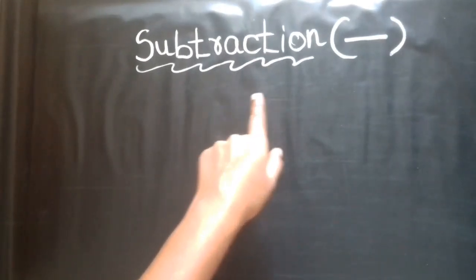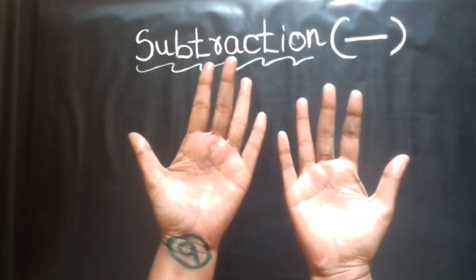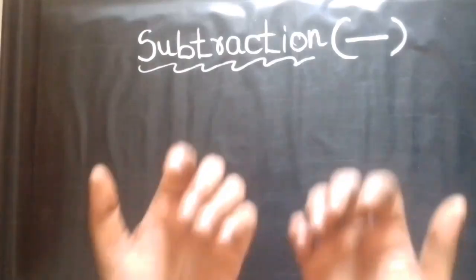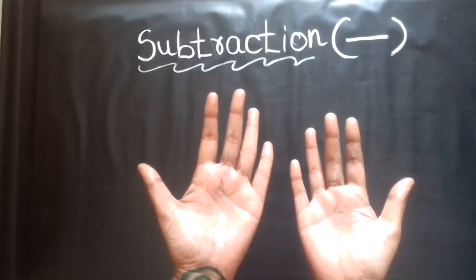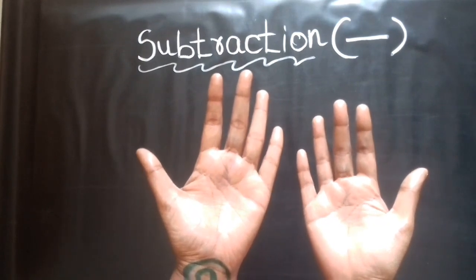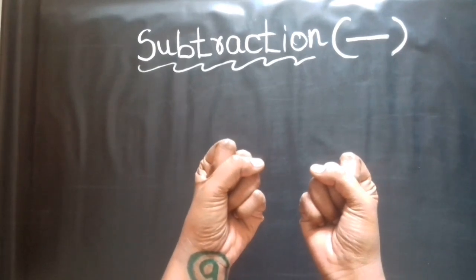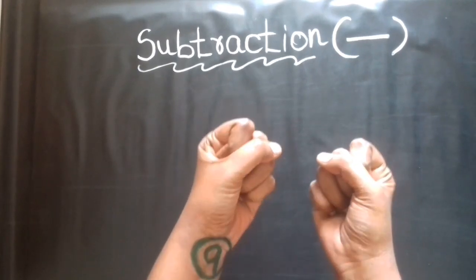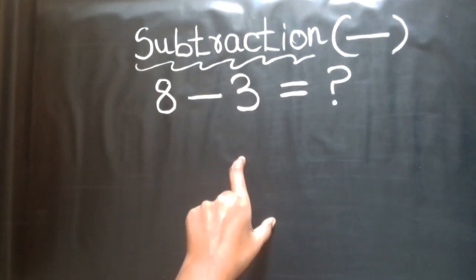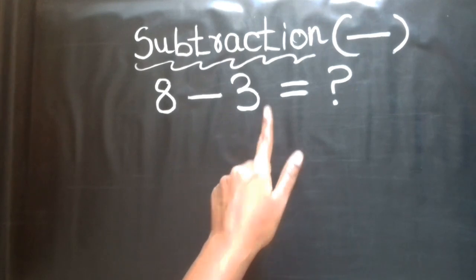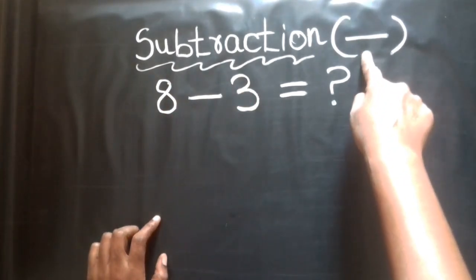In this video, we will teach your child how to do subtraction using their fingers. By using their fingers, children can better understand the concept of subtraction and visualize the process of taking away or subtracting a certain number of items. Subtraction is the process of taking away a number from another. It is denoted by this symbol.